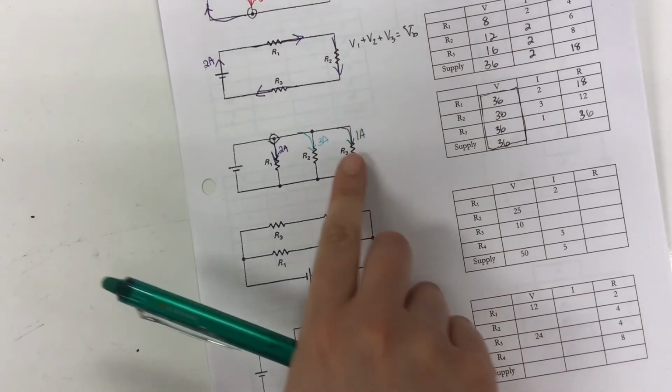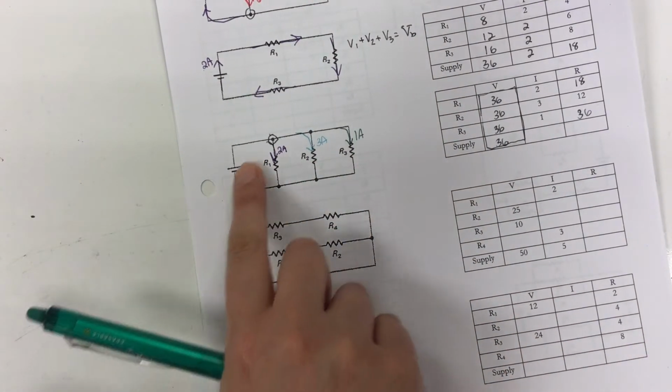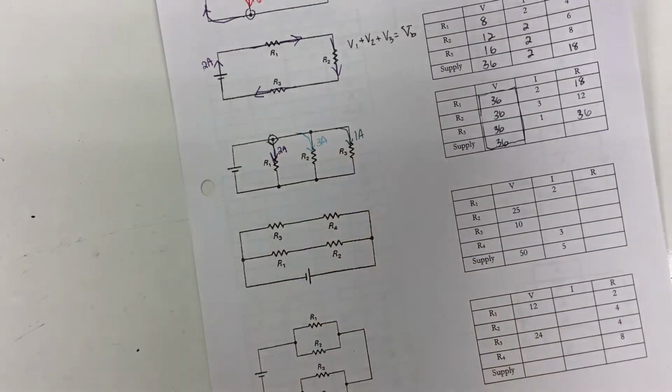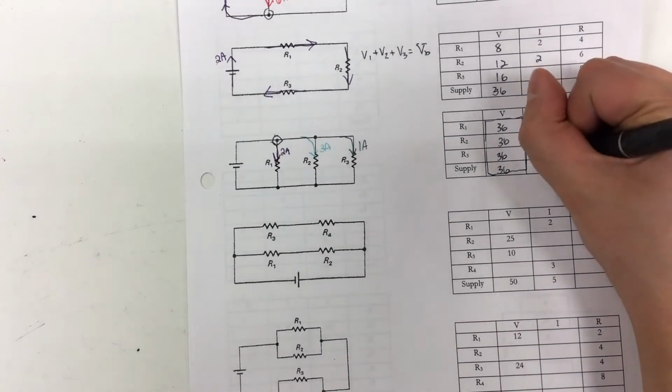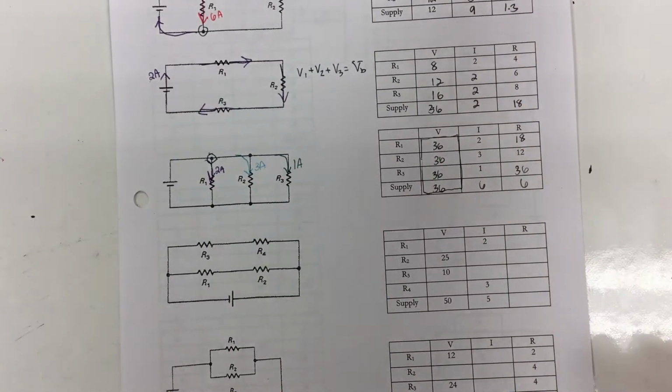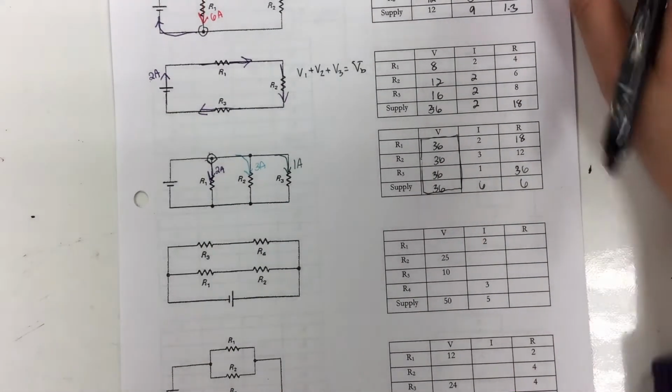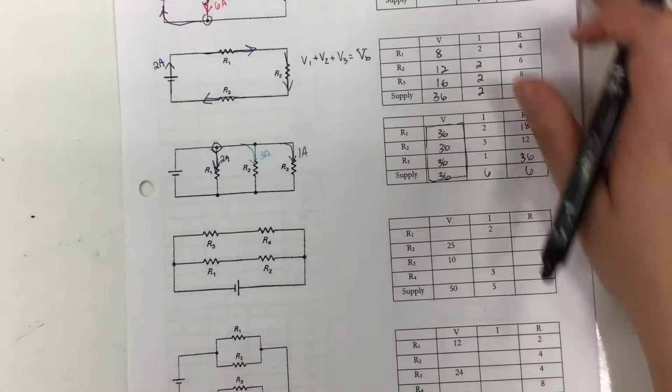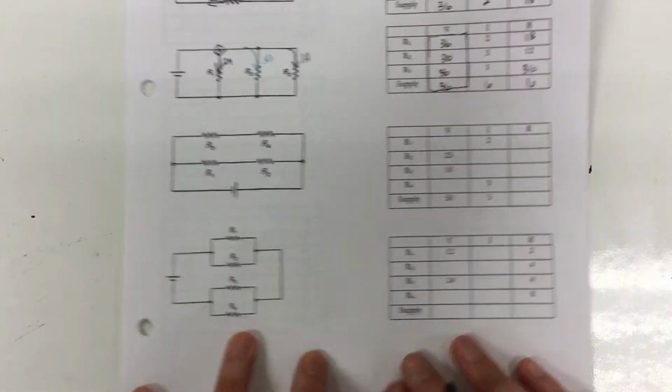That means the total current from the battery has to add up to 2 plus 3 plus 1. The total current from the battery has to equal 6, so the equivalent resistance here is also 6. Okay, those were the warm-ups. Easy peasies. Now for the bottom 2.